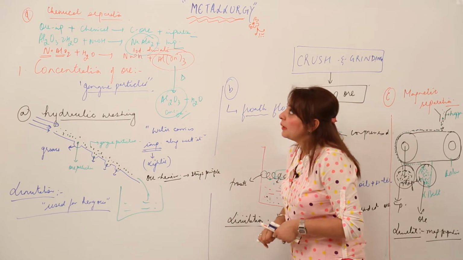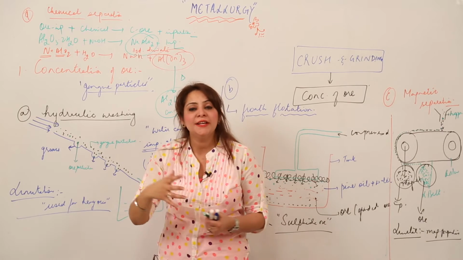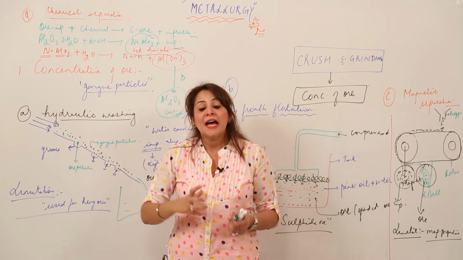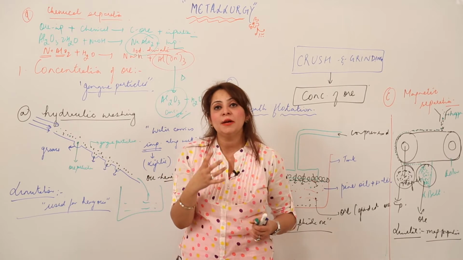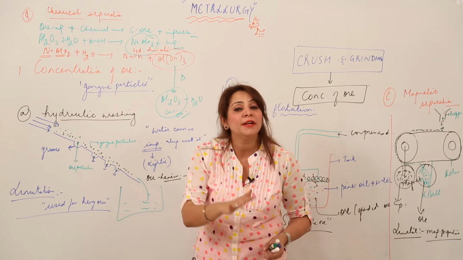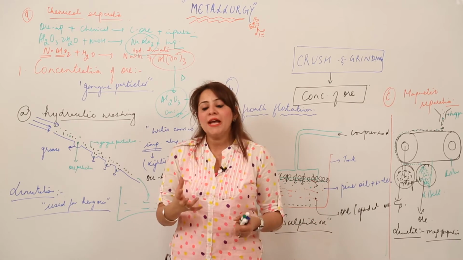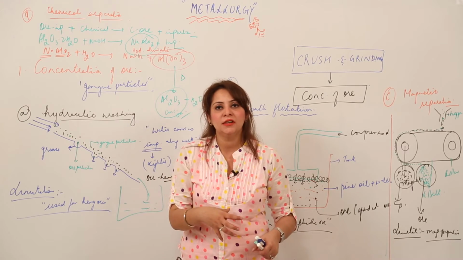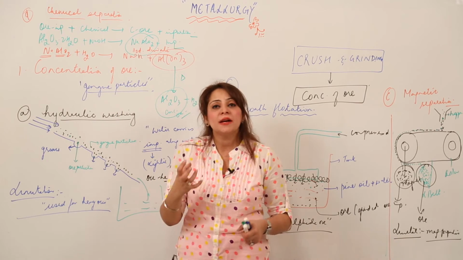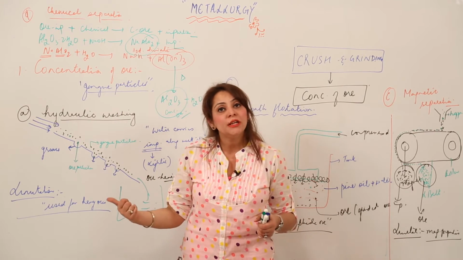So that means by the help of chemical separation, by choosing a certain kind of chemical, and the criteria for choosing that chemical is that it should react with the ore but not with the impurities. So when we add the chemical to the impure ore, it combines with the ore but it doesn't combine with the impurities.